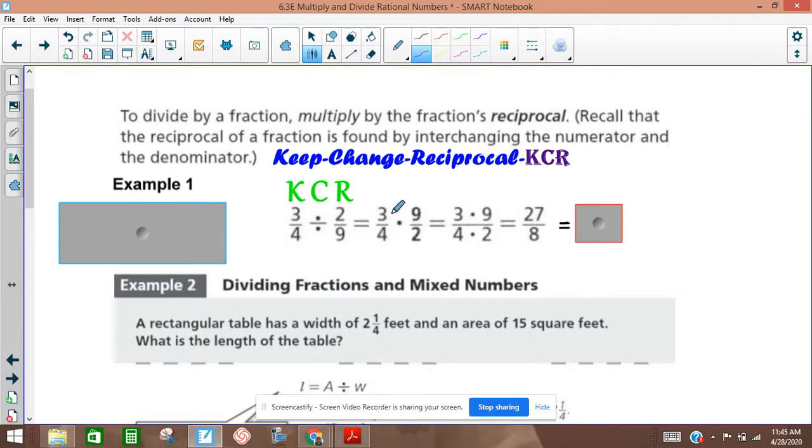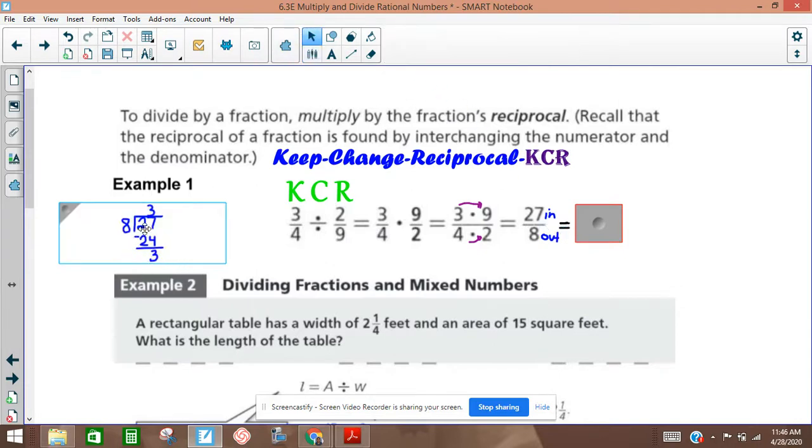So once we do that strategy, then from here we multiply numerator with numerator, denominator with denominator. Now we got 3 times 9 equals 27, and 4 times 2 equals 8. Now from here we need to do in and out, which means we need to divide. This one goes in the division, and this one goes out. We divide 27 divided by 8. How many 8's go into 27? That will be 3. So 27 minus 24, and we have a remainder of 3.